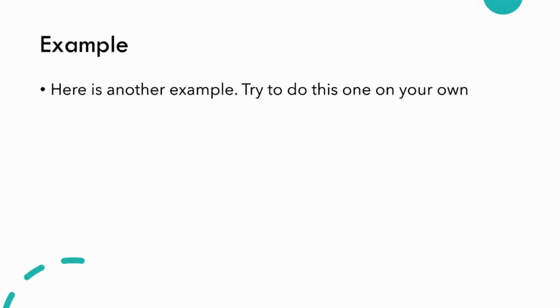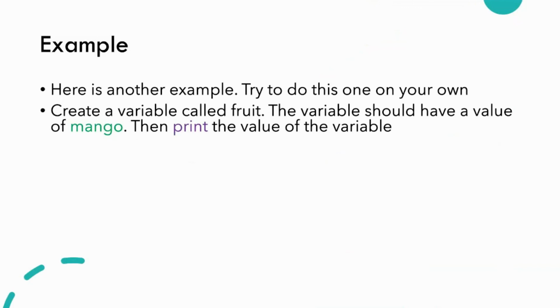Here is another example. Try to do this one on your own. Create a variable called fruit. The variable should have a value of mango. Then print the value of this variable. I'll give you 5 seconds to pause this video and try to do this on your own. Here is the code. Fruit equals, quotation mark, mango.